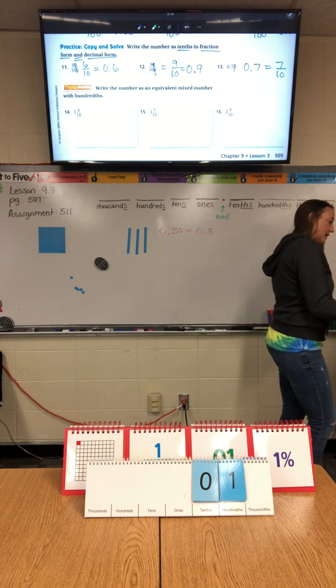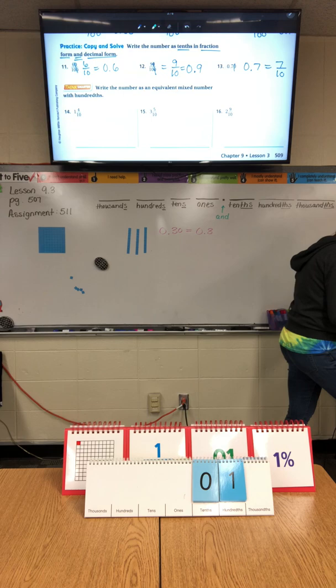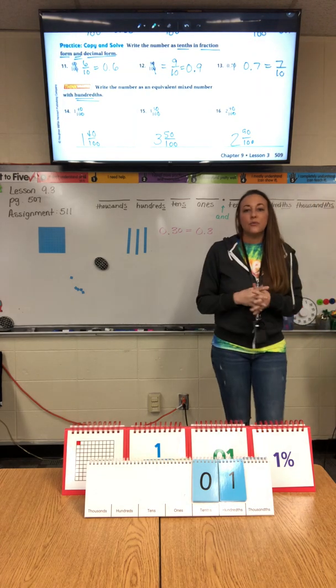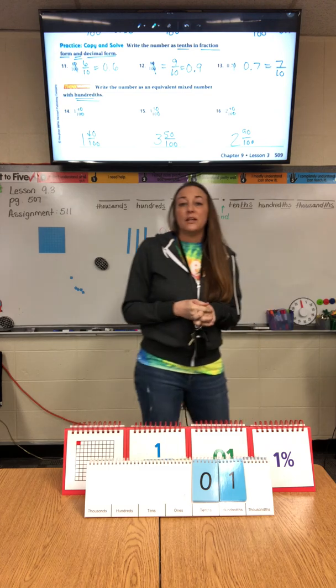Alright, and the last 3, write the number as an equivalent mixed number with hundredths. So all you have to do is stick a 0 on top and bottom. And that gives us 1 and 40 hundredths. Again, 0 on top and bottom. That gives us 3 and 50 hundredths. And then 0 on top and bottom, 2 and 90 hundredths. We just leave the whole number alone when we are finding an equivalent fraction.